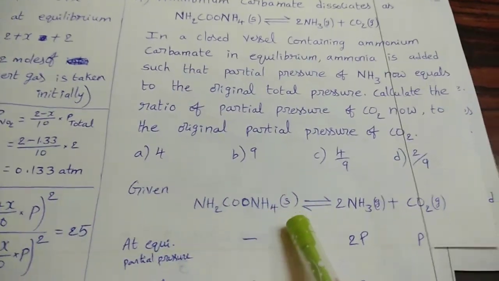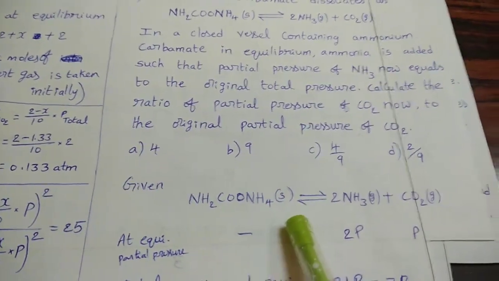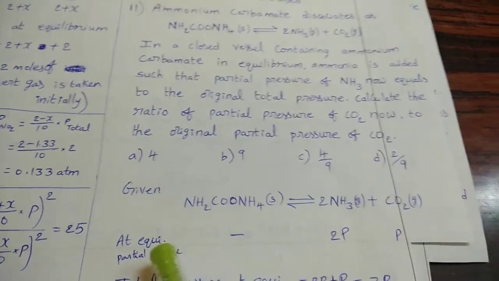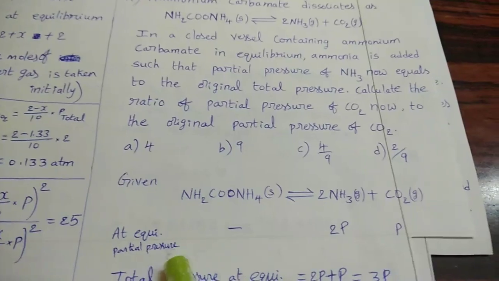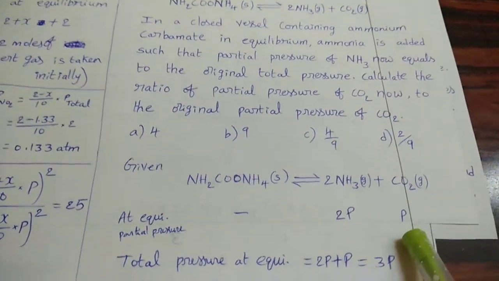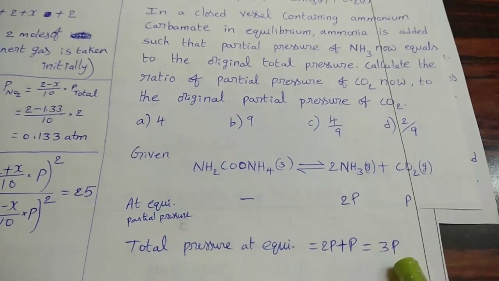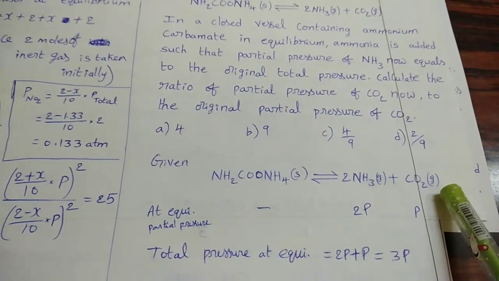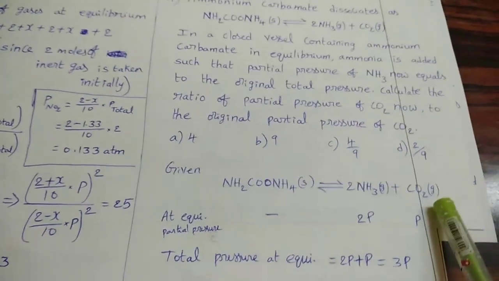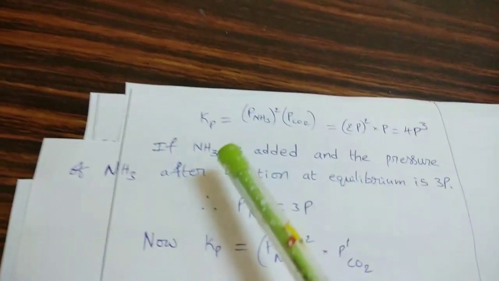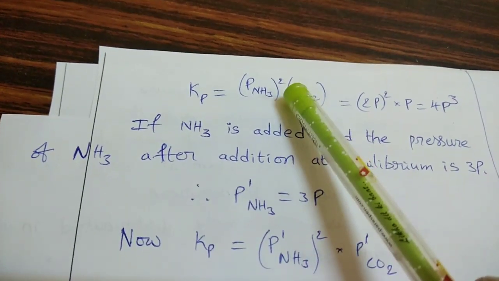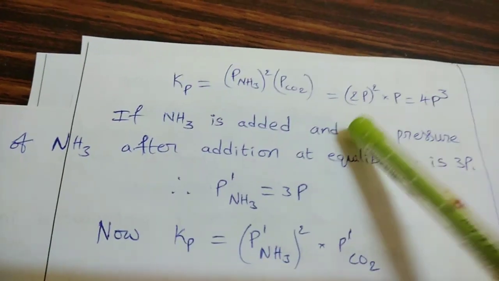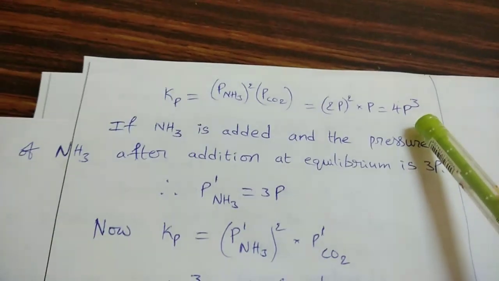Since it is a solid, we do not consider change in number of moles in this at equilibrium. So at equilibrium, the partial pressure of NH3 is 2P and of CO2 is P, so the total pressure at equilibrium is 3P. Since these two are gases, we consider change in partial pressure of these substances only, not of the solid. Here Kp equals partial pressure of ammonia squared into partial pressure of carbon dioxide: (2P)^2 into P, which equals 4P^3.